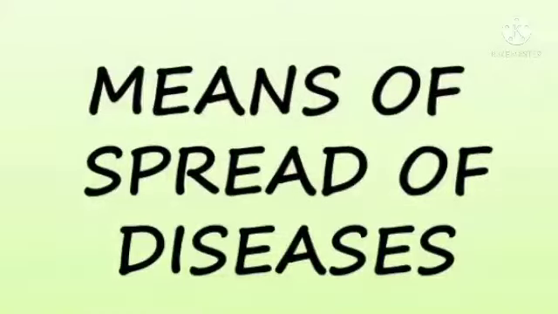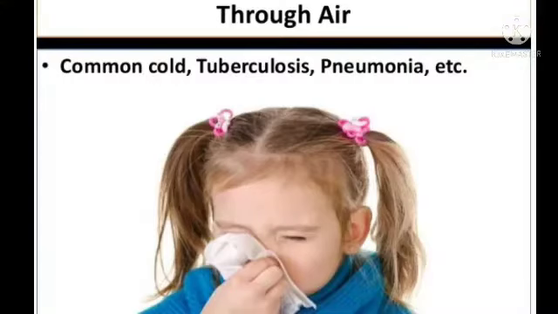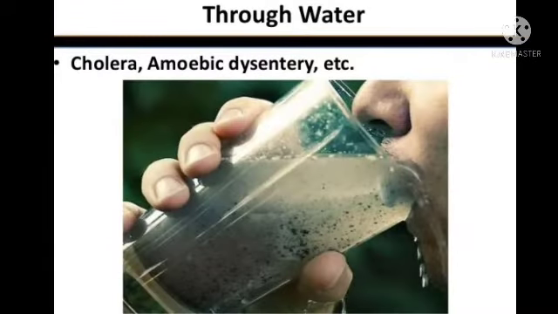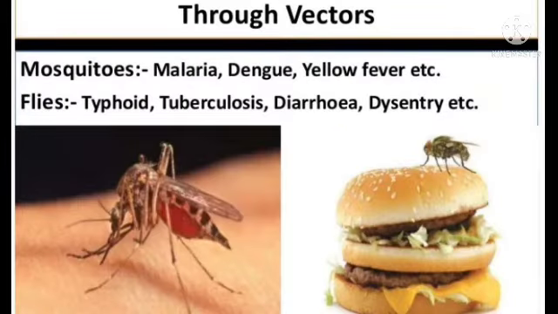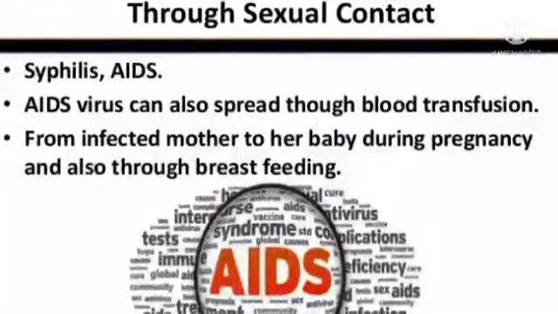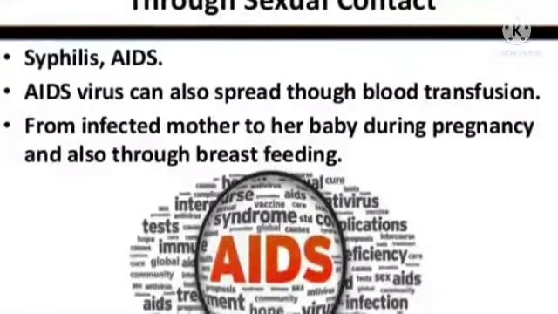Means of spread of diseases. First one, through air, that is common cold, tuberculosis, pneumonia, etc. Through water, that is cholera, amoebic dysentery, etc. Through vectors, mosquitoes cause malaria, dengue, yellow fever, etc. Flies cause typhoid, tuberculosis, diarrhea, dysentery, etc. Through sexual contact, that is syphilis and AIDS.